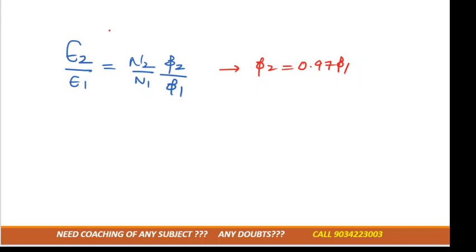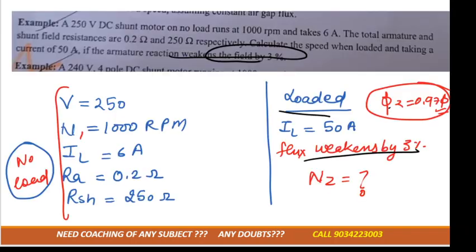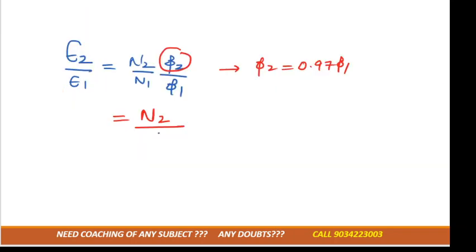So we need to just change this one only. Phi2 is equal to 0.97 phi1, and E2 we need to calculate. N1 is already given, that is 1000 rpm. Phi2 is 0.97 phi1 divided by phi1. Phi1 would cancel out.